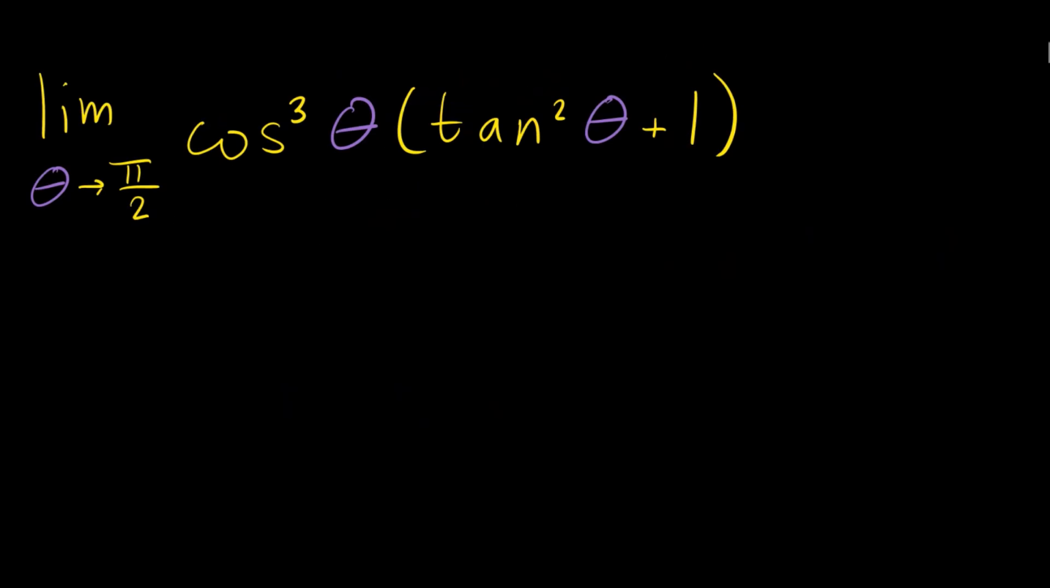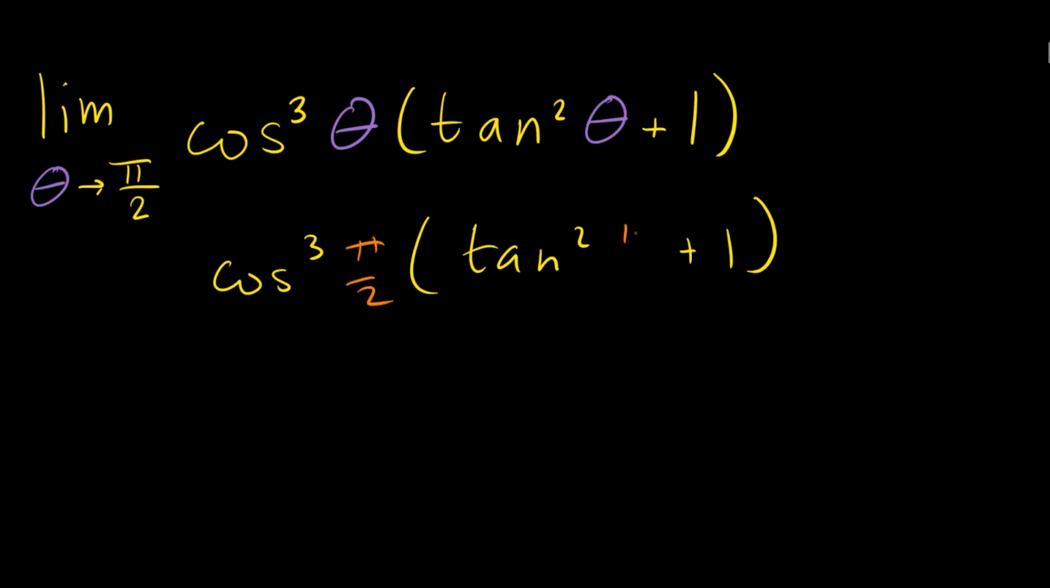Alright, so in this example, we have the limit as theta approaches pi over 2 of cosine cubed theta times tangent squared theta plus 1. Like always, let's just plug in the theta value and see what we get. So we'll have cosine cubed of our theta value times tangent squared of our theta value plus 1, and our theta value happens to be pi over 2 for both of these.